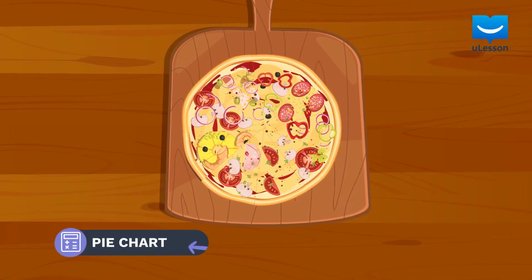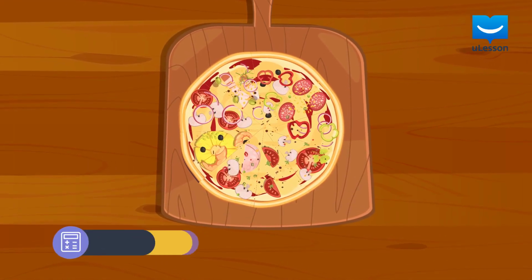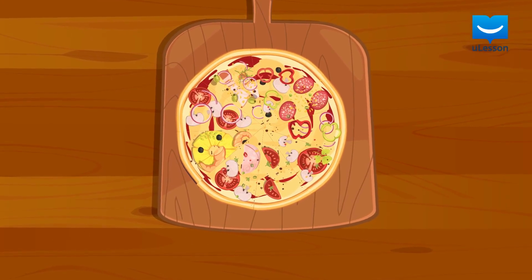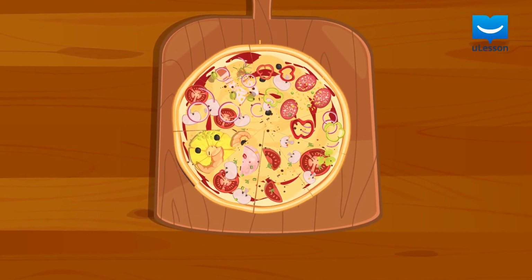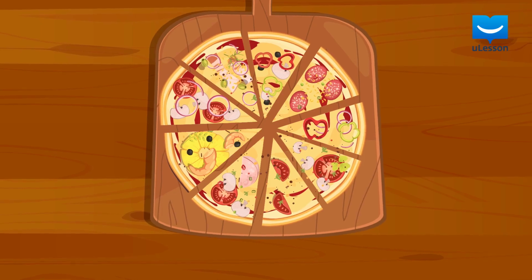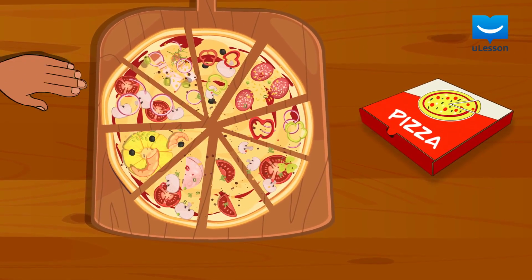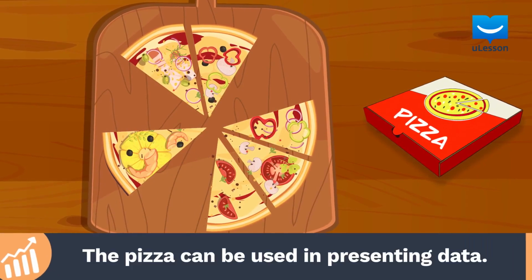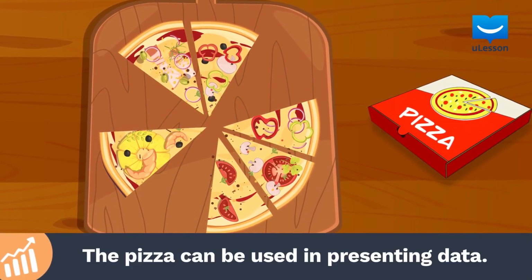Have you ever had a pizza? It's quite tasty, I must say. It's shaped as a circle which is cut into triangles and often comes in a square box. You see, the pizza is a clear depiction of how we can present data.